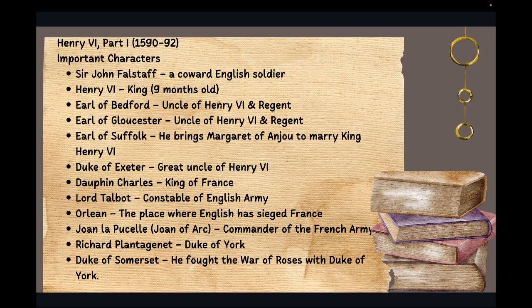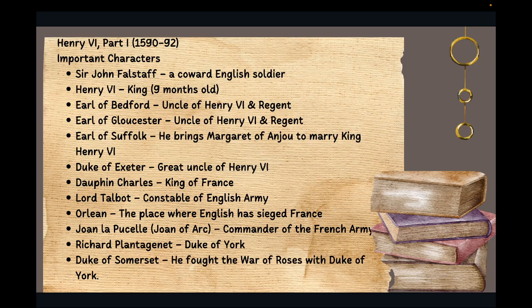Last time we discussed Henry VI parts 3 and 2. Today we shall discuss Henry VI part 1, which was written between 1590 and 92. Important characters are Sir John Falstaff, a coward English soldier, and Henry VI, who is the king and is 9 months old.